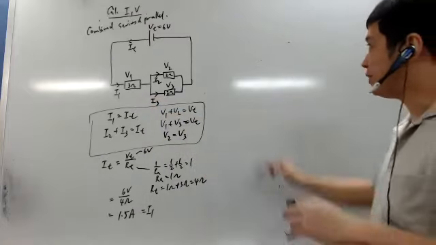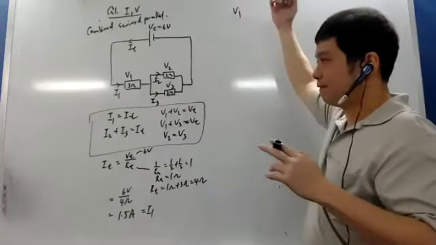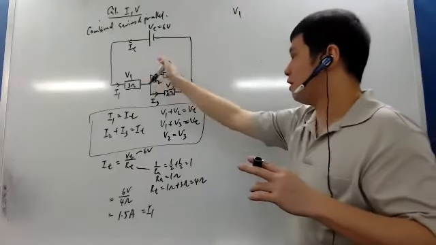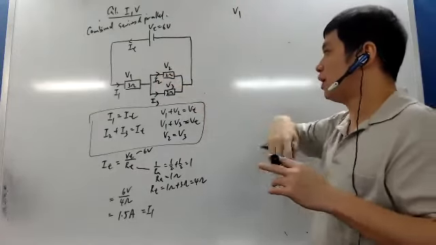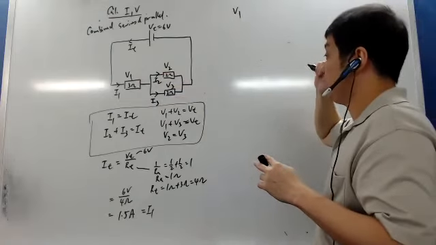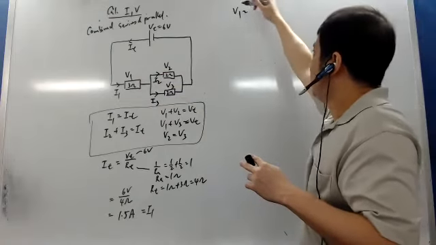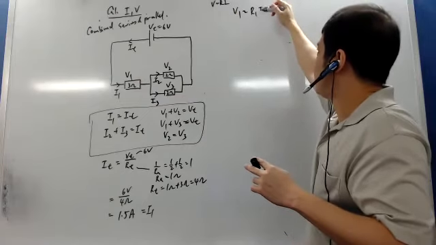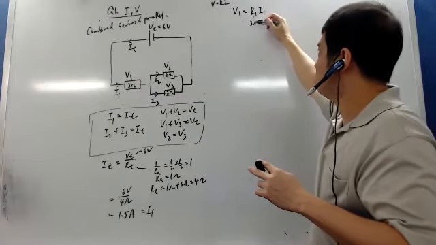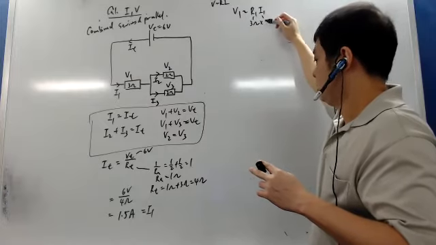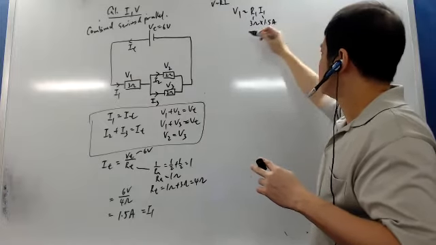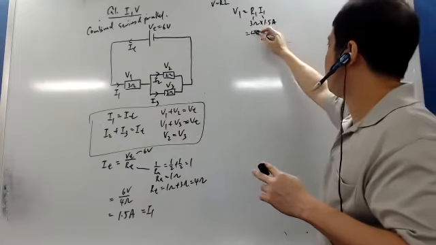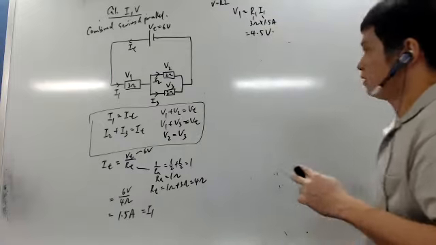After you find I1, then you can find V1, okay? You need to find V1, then you can find V2, V3, or I2, I3, okay? I1, how to find? Very simple. V equal to IR. So V1 equal to R1 times I1. So R1 is 3 ohm. I1 equal to I total, 1.5 ampere. So these times together, you get 4.5 volt.